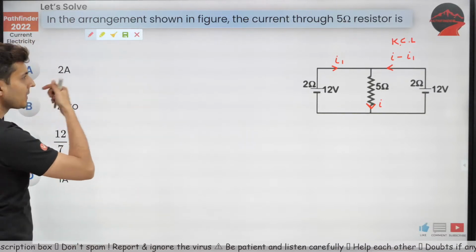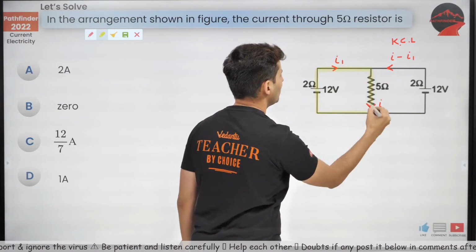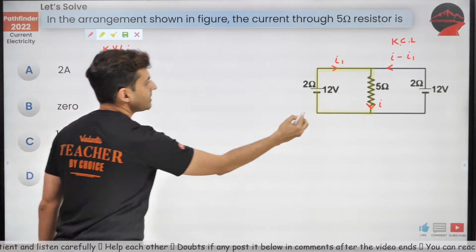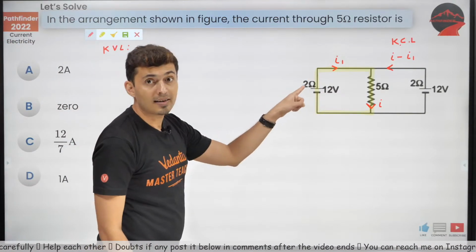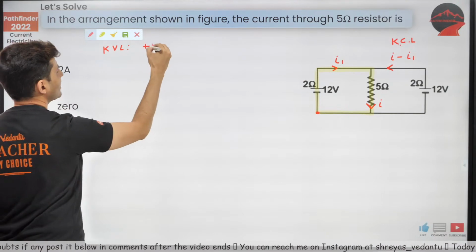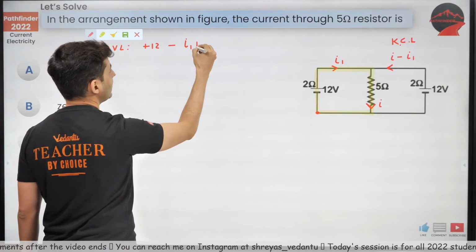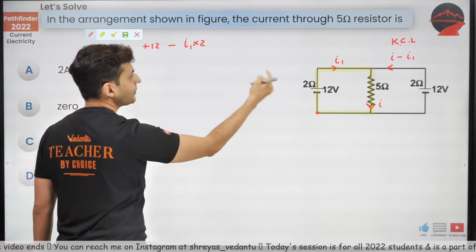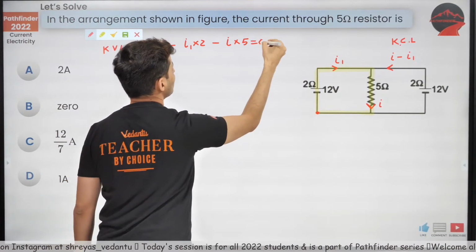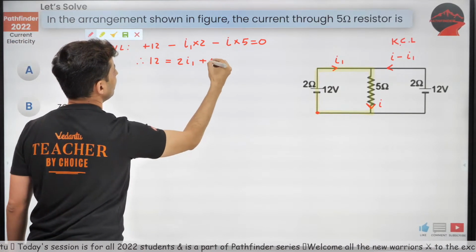Very good. Now let's move ahead. Let's apply Kirchhoff's voltage law to this loop. I hope you can see this highlighted loop. Starting from here, keep in mind there is an internal resistance. I'll get plus 12 because low to high, minus the voltage drop across the internal resistance, which is I1 into R. R is nothing but 2, and over here that's again minus I into 5, equal to 0. Rearrange it. So 12 is equal to 2I1 plus 5I.